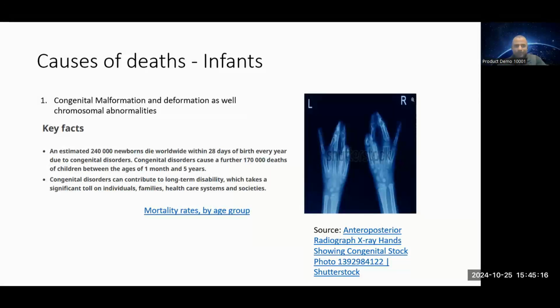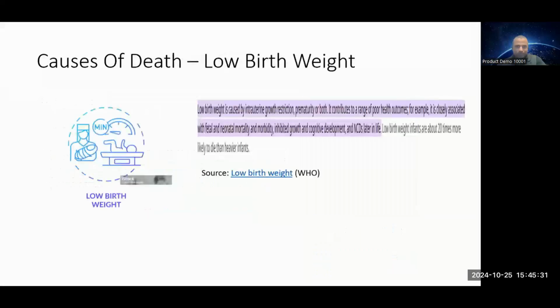When it comes to infants, the number one cause in Canada was malformation or deformation. And on a global stage, about 240,000 newborns died worldwide within 28 days of birth. Low birth weight was another cause of death amongst infants. Infants or children with low birth weight are 20 times more likely to die than heavier infants.